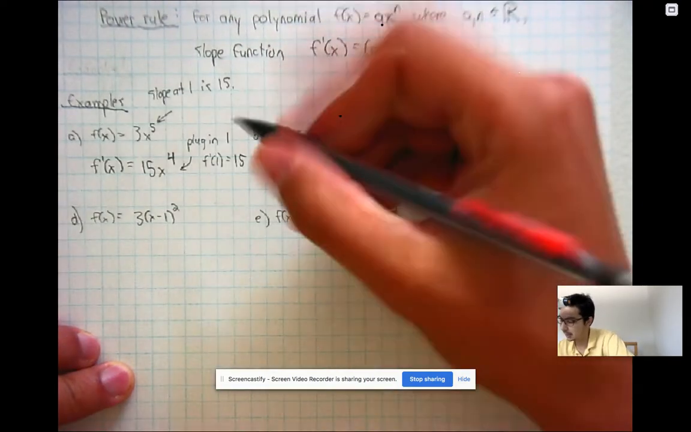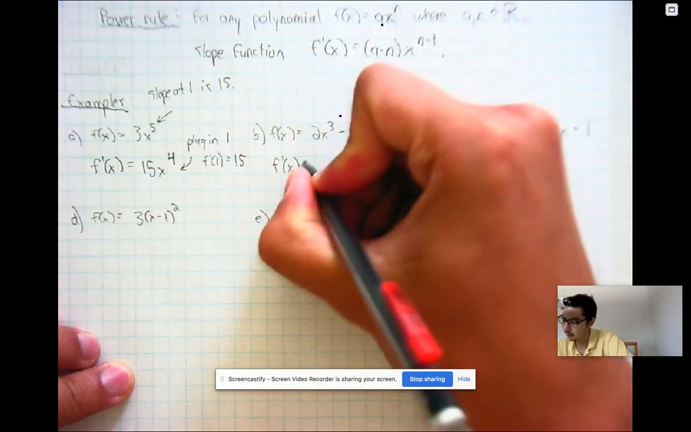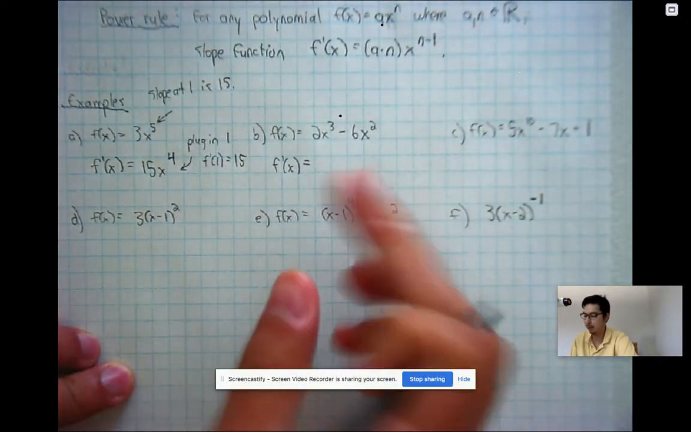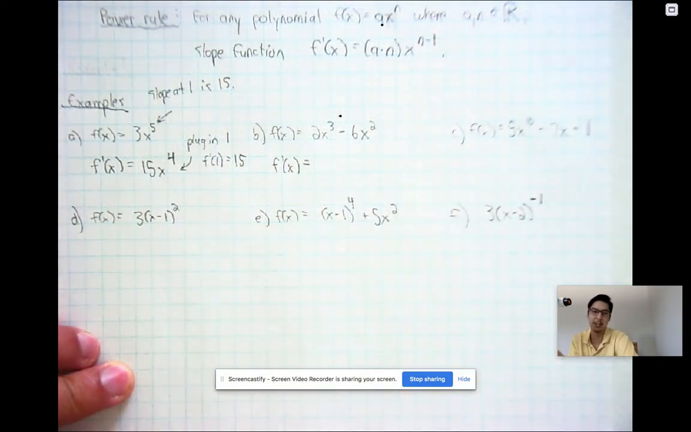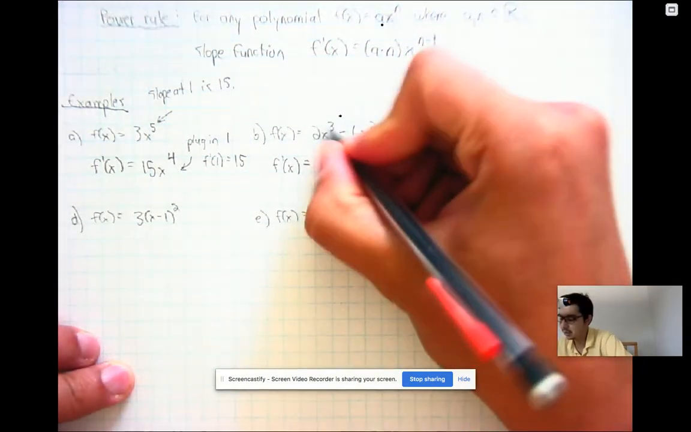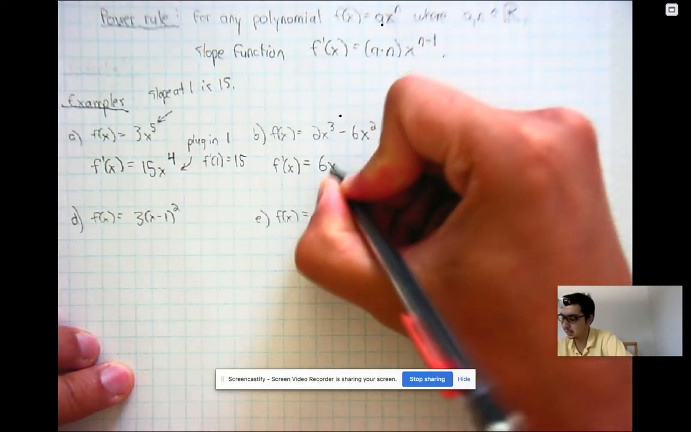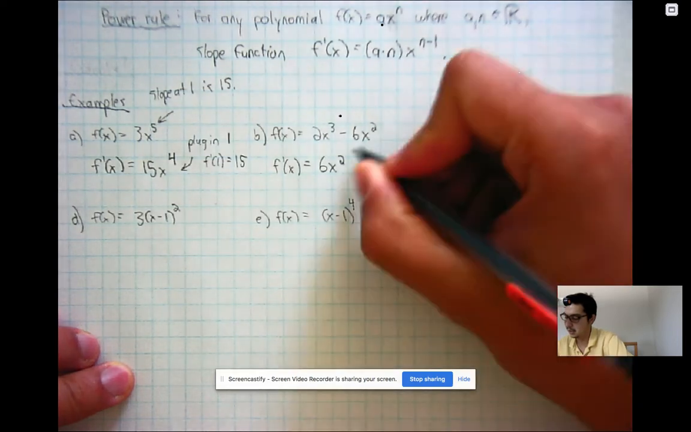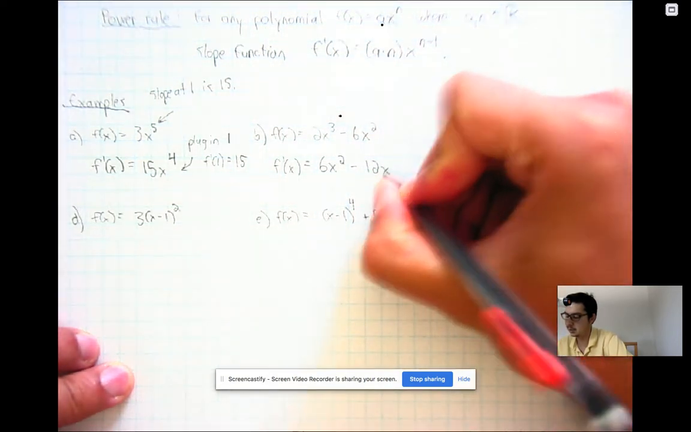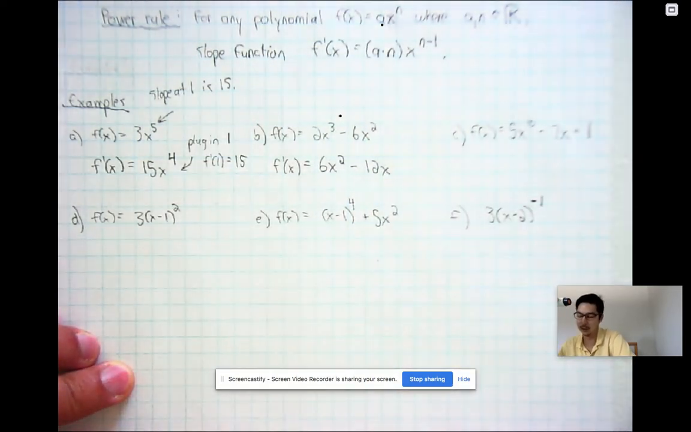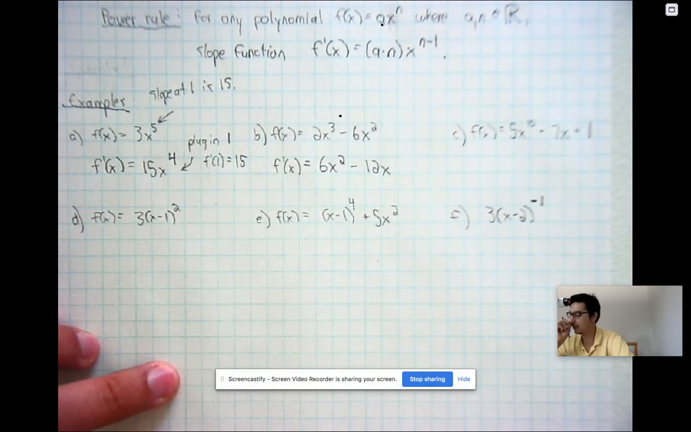If you look at the next one, the slope function of 2x to the third minus 6x squared: if we look at two different functions, it just gets applied to each function on its own. So this one on its own would be 6x squared, and this one over here will be minus 12x to the first, but you don't really need to put the first power. We can just put minus 12x.